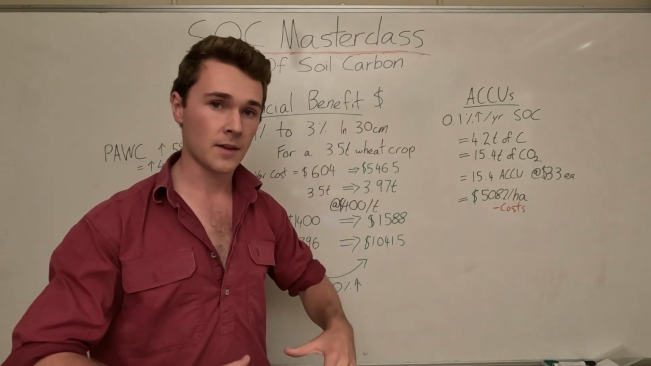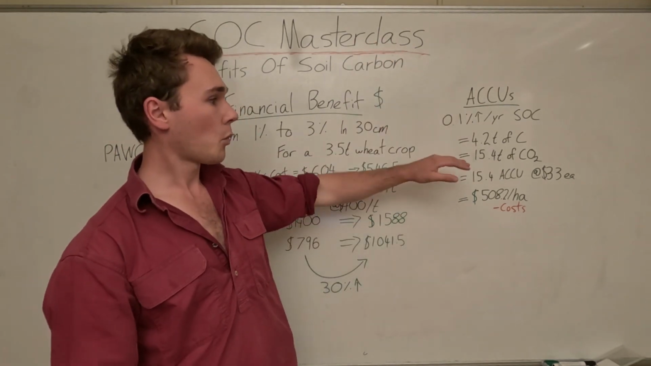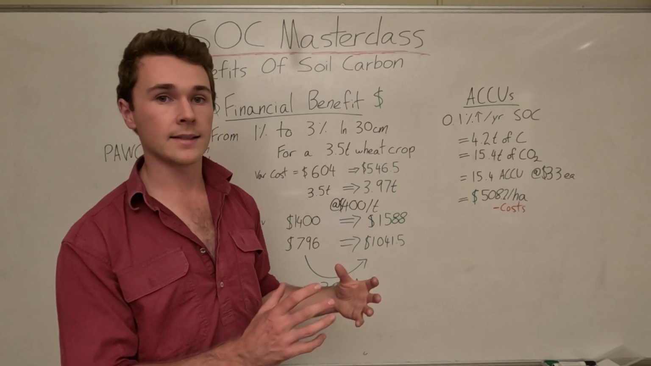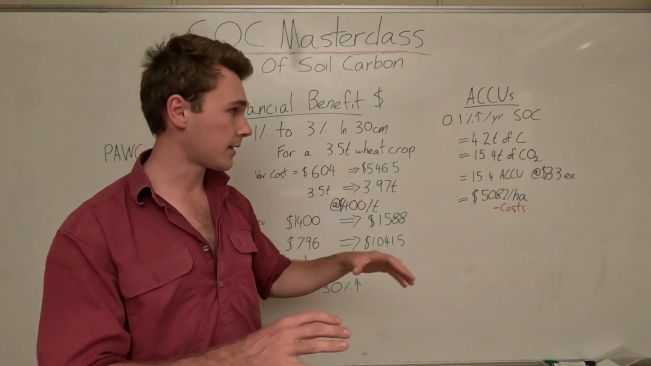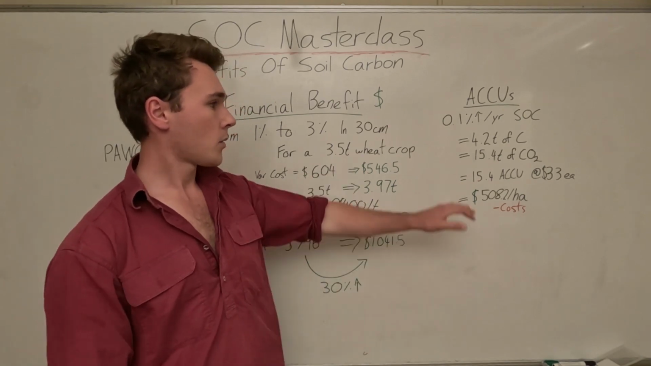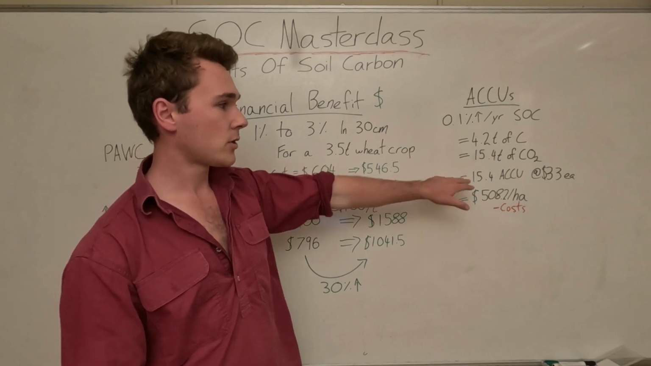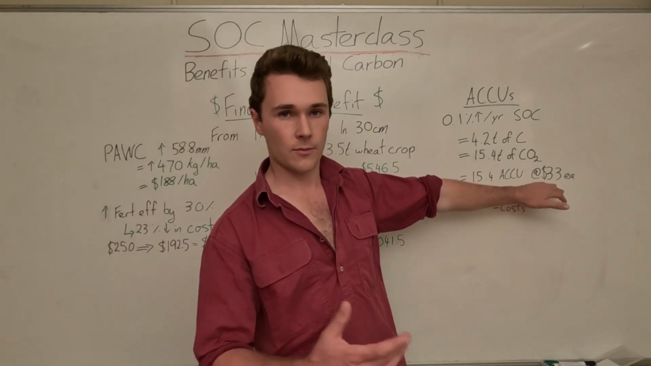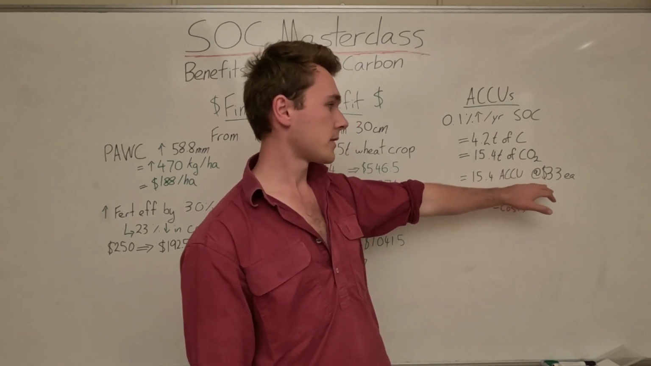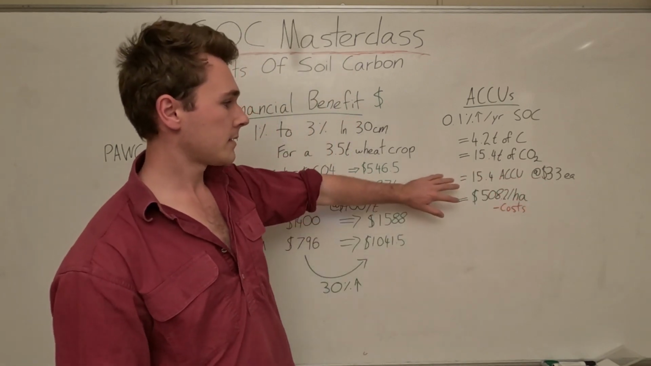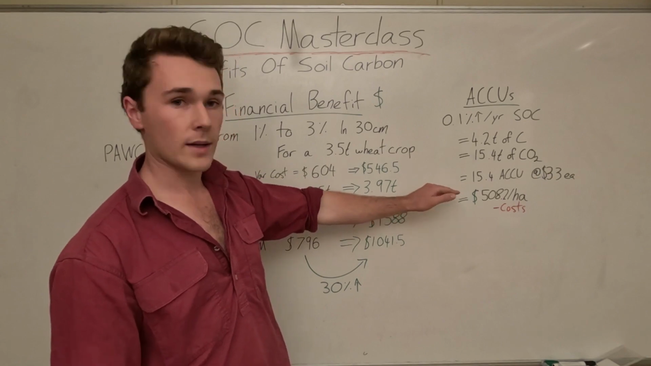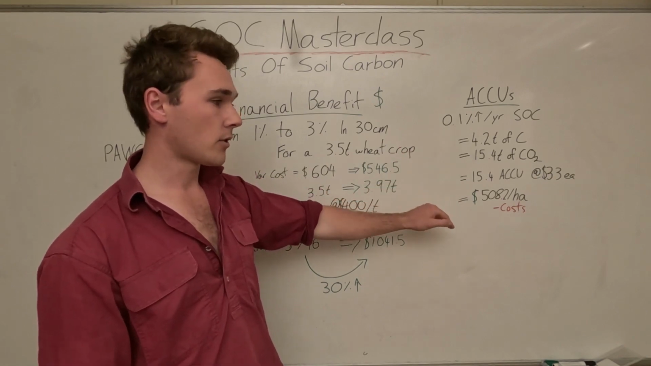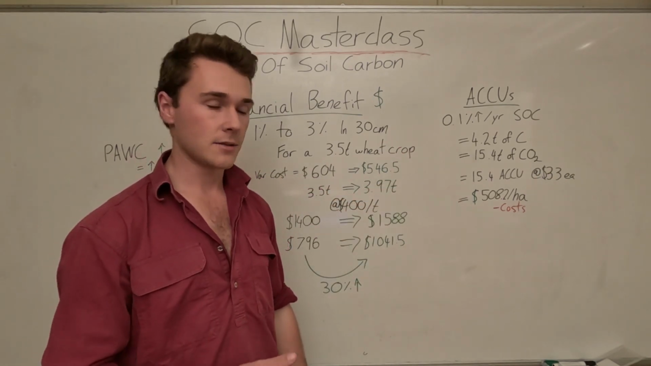Every year in soil organic carbon, we'll be able to build 4.2 tons of soil organic carbon. So we can capture 4.2 tons of carbon, which is equal to 15.4 tons of carbon dioxide into our soil per hectare, which is going to equal 15.4 ACCUs per hectare per year. Currently, or when I was recording this, the spot price is $33 each, which means each year you should be able to sequester $508 of carbon credits each year.